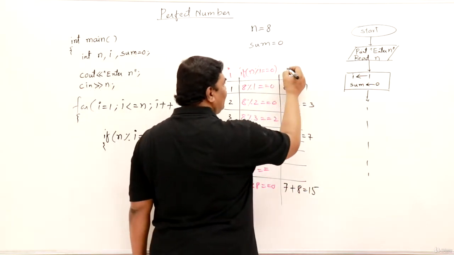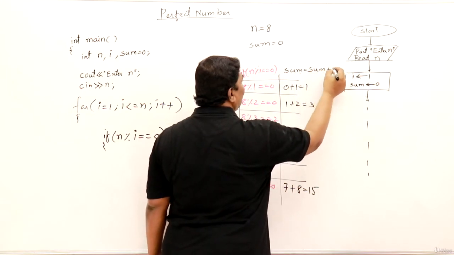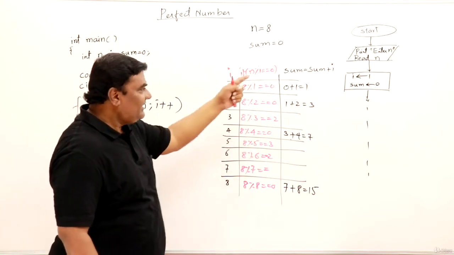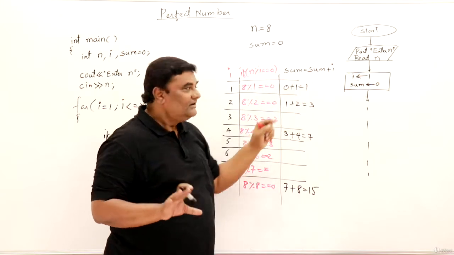So here what should I write down? Sum, assign, sum plus i. This is what I should do. So instead of printing the numbers, I have added them. Now you are already familiar with this, so I don't have to explain.